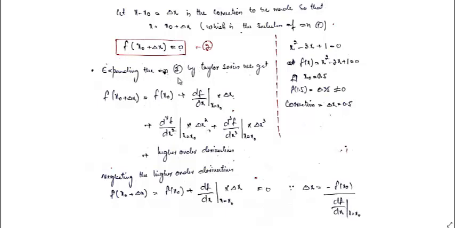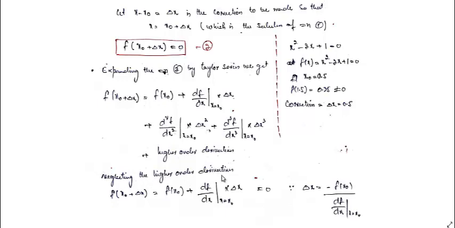So expanding equation 2 by Taylor series, we get f of x naught plus delta x will be equal to f of x naught plus df by dx solved at x is equal to x naught into delta x, plus del square f by del x square, also solved at x is equal to x naught, into delta x square, plus del cube f by del x cube, at x is equal to x naught, into delta x cube, plus the higher order derivatives.